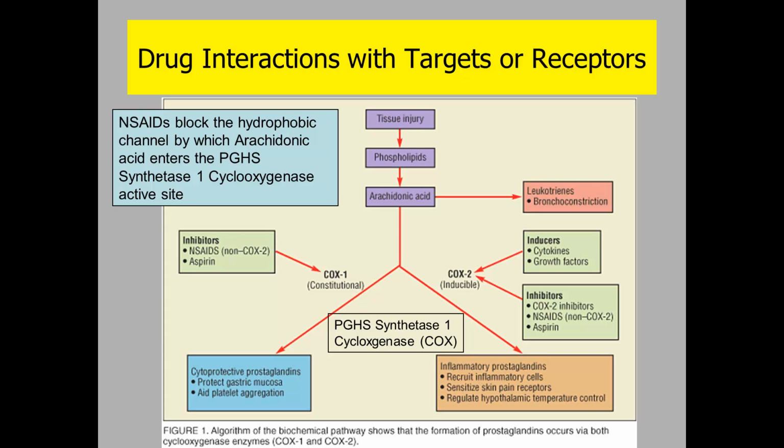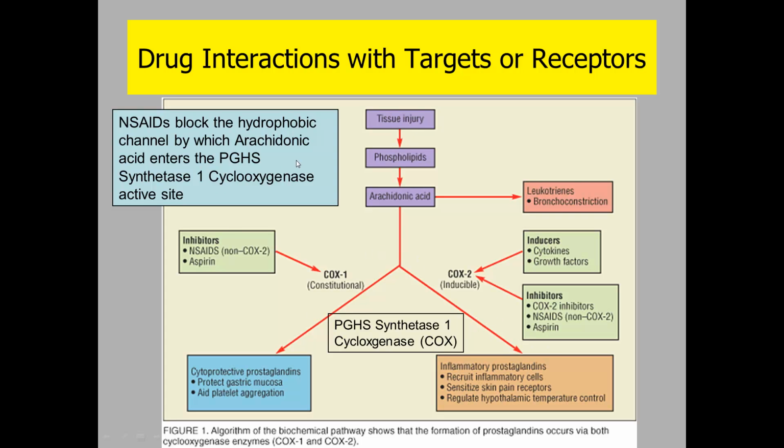So how then do these things work? Let's look at the process by which there's damage to a tissue. What happens is there's injury to the tissue and phospholipids are released, arachidonic acid is made, and then the leukotrienes result in bronchoconstriction. From there you've got a couple of different pathways. There's a COX-1 pathway and a COX-2 pathway.